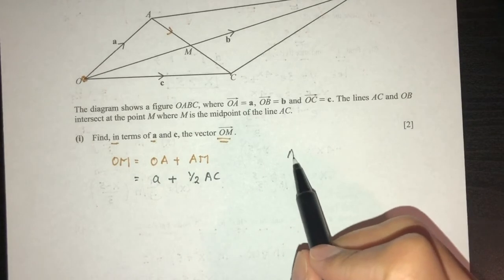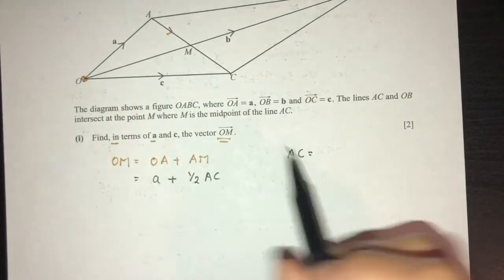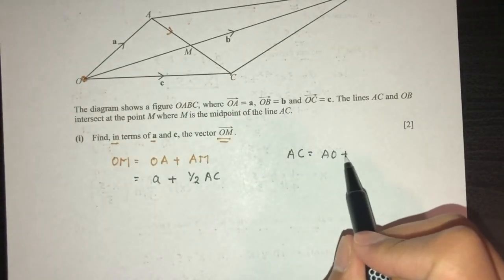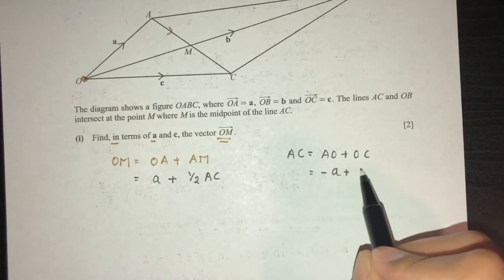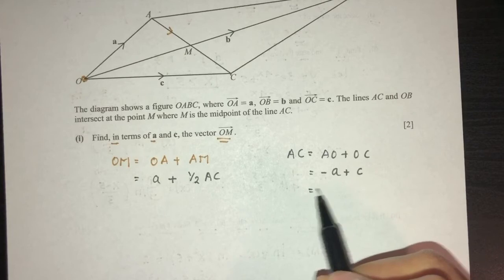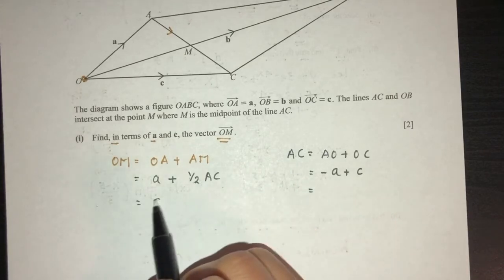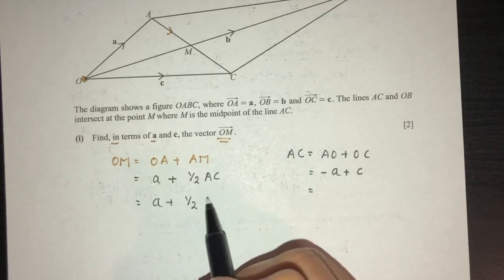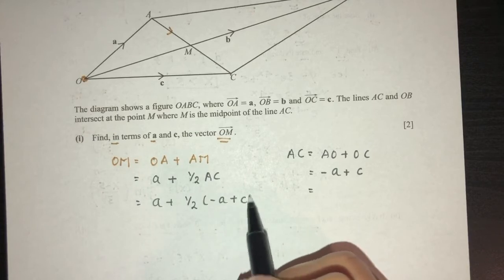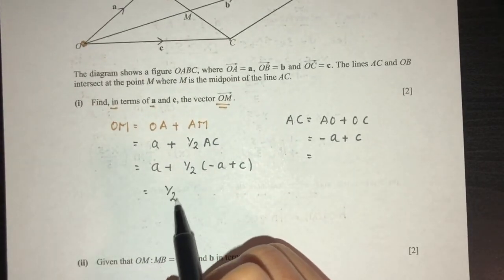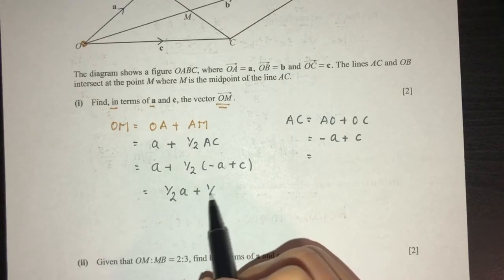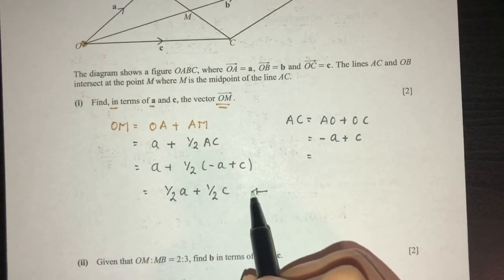Now AC is equal to what? It is AO plus OC, which is minus A plus C. Half will be, replace here, you will have A plus half of minus A plus C. That will become half A plus half C. That is your value of OM.